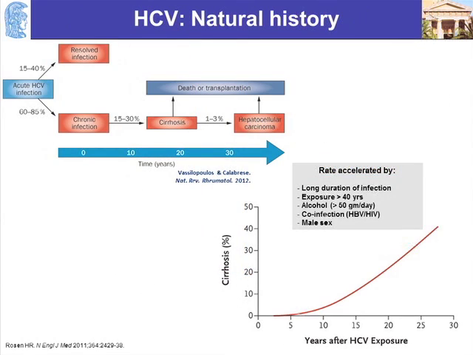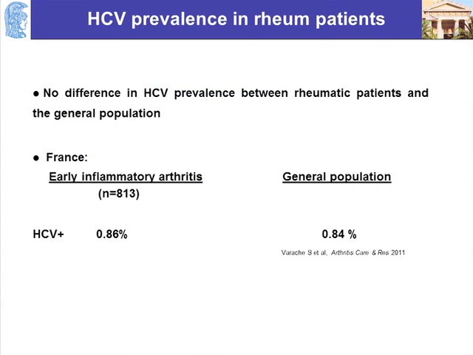Now, how about the natural history of the disease? We know that about 15 to 30% of patients develop cirrhosis over the long run. And we know that factors that accelerate this course are the duration of the infection, if you get the virus after the age of 40, alcohol use, co-infection, and males develop cirrhosis more frequently than females. Now, is there a difference in the prevalence of the disease between our patients and the general population? And the answer is no. This is from a recent study from France, from Dougados, that showed that essentially the prevalence was exactly the same between patients with early inflammatory arthritis and the general population.